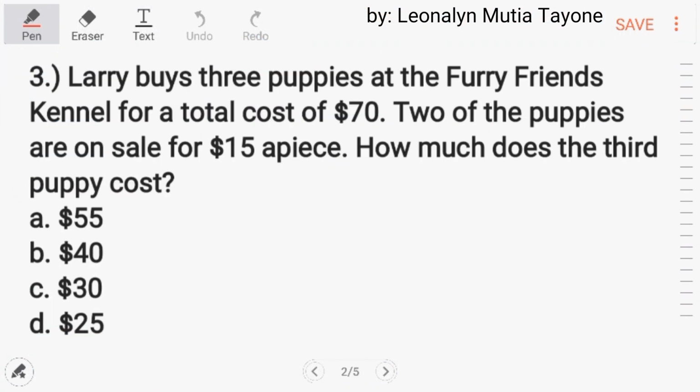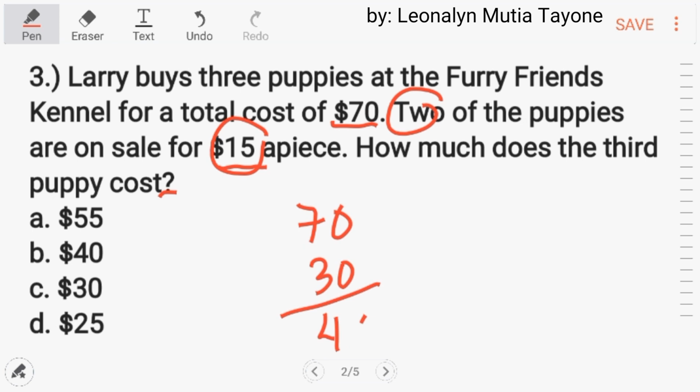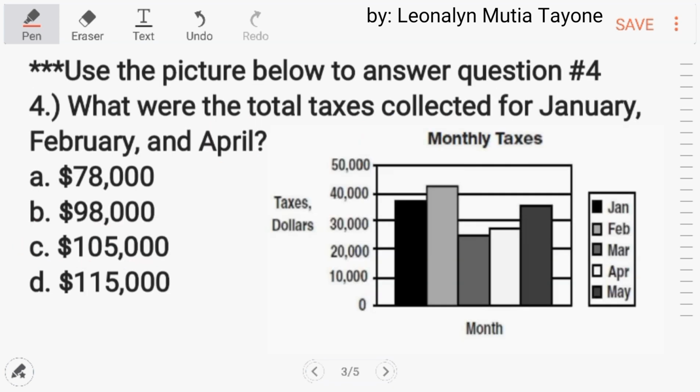Number 3. Larry buys 3 puppies at the Fury Friends kennel for a total cost of $70. 2 of the puppies are on sale for $15 apiece. How much does the third puppy cost? So, i-deduct lang natin, 15 times 2 muna tayo. So, that is 30. And the answer is 40. Letter B.